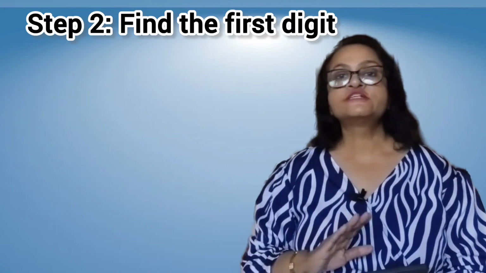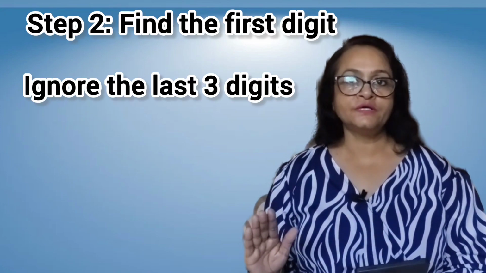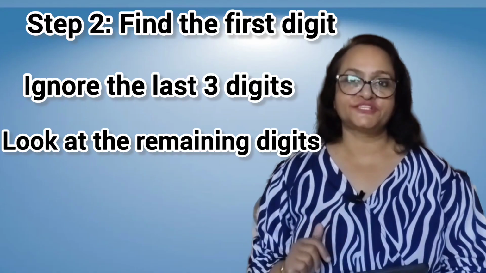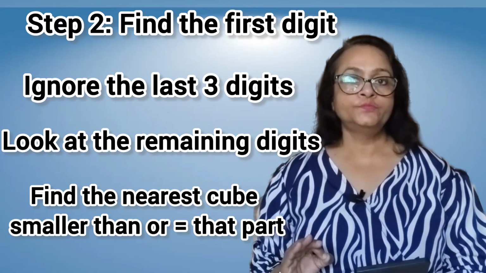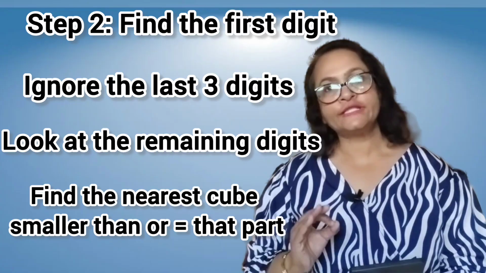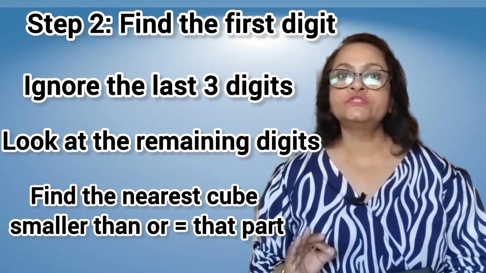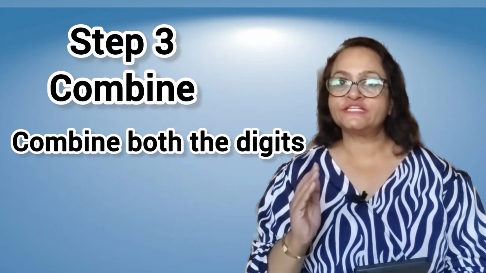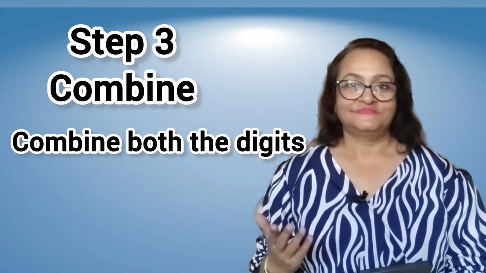For this, just ignore the last 3 digits of the number and look at the remaining digits. Find the nearest cube smaller than or equal to that part. That will give you the first digit of the cube root. Step 3 is combine. Combine both the digits we got in the first and second step. That's how you get the cube root of that number.